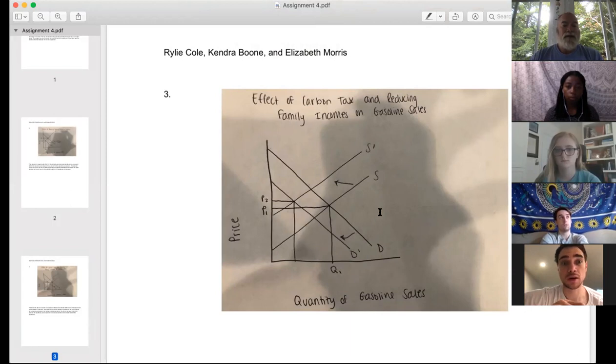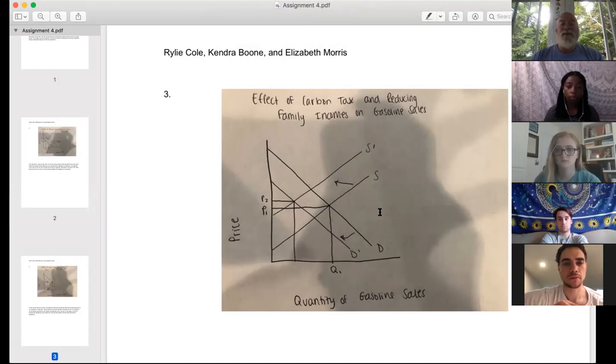The supply curve shifted left. Right, so supply decreased, supply curve shifted to the left. So the equilibrium quantity went up or down? Down. Right, a decrease in supply means a decrease in the quantity is going to be the outcome.